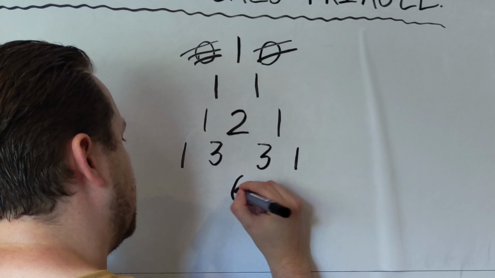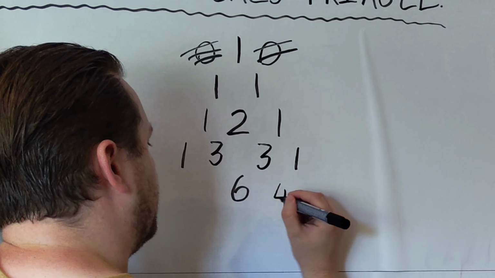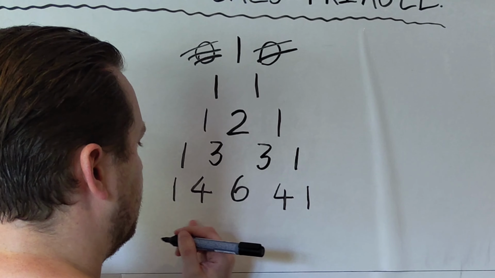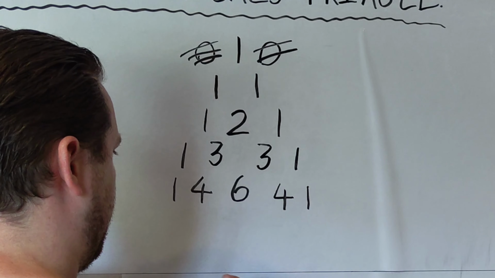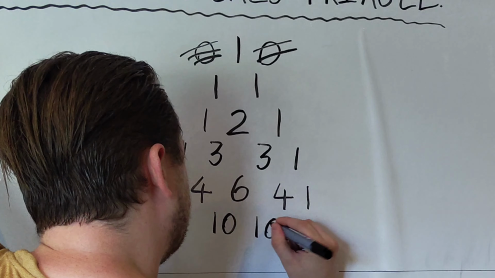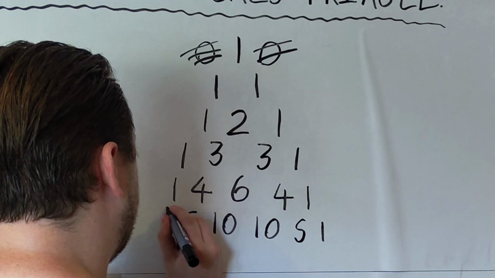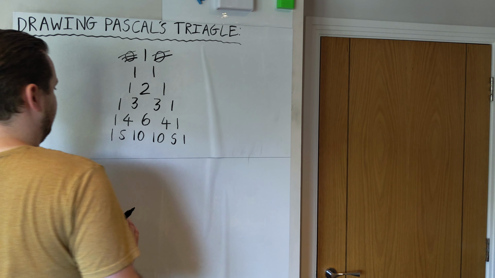Now you can do the same again. You have a 6, then 3 and a 1 is 4. 4, 1, 1. And again, it gets quite big quite quickly. So now suddenly we've got that should be a 10. 10, what's that? 5, 1, 5, 1. Okay, so that's how you draw it. Hopefully that all makes sense so far.